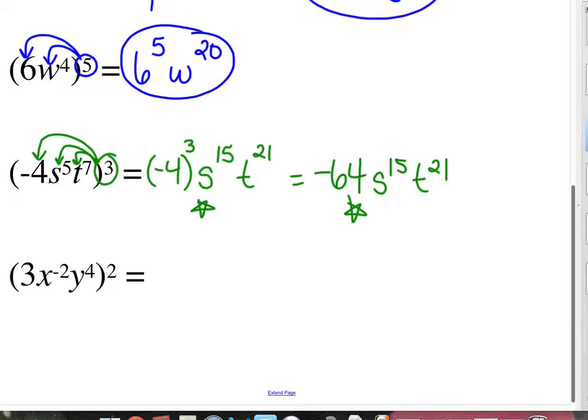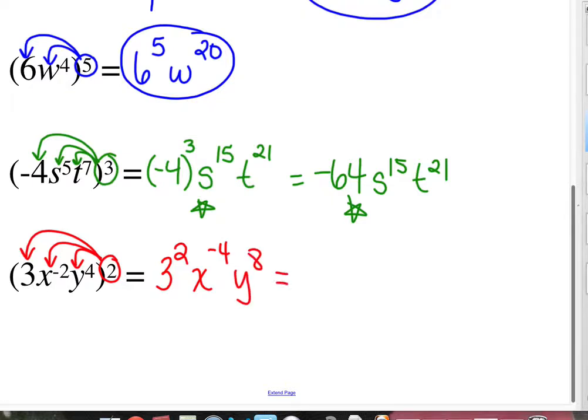Okay, this is actually the last problem we're going to do in this lesson, and then you're done. Let's go back to red. I don't know why, but let's. This 2, ready? Give it to everybody. It goes to the 3. It goes to the x to the -2. And it goes to the y to the 4th. So it's a 3 to the 2nd power, x to the -4. That might be something we have to deal with. And y to the 8th.